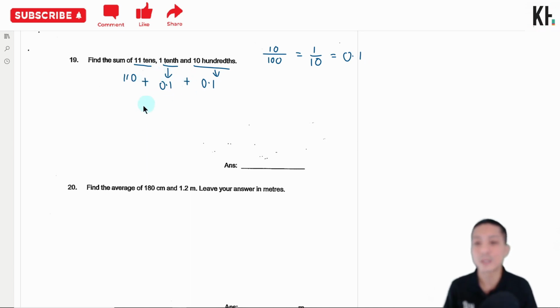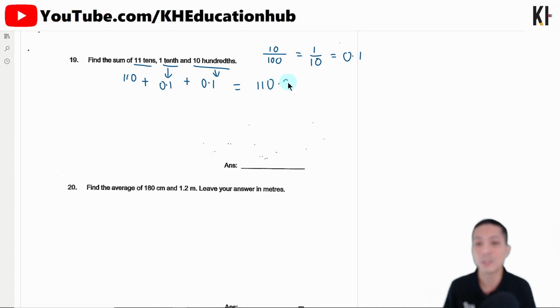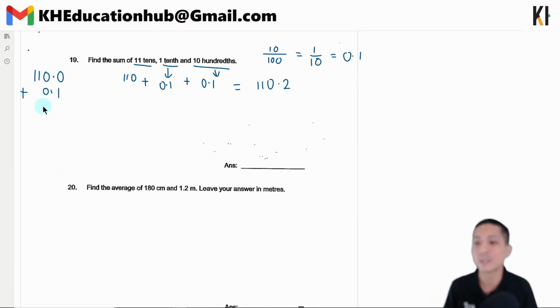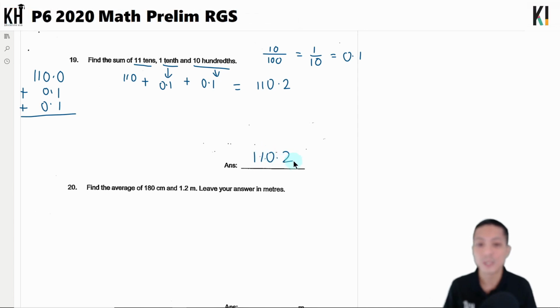So now you just have to add them together, which will give you 110.2. If you're not so sure how to do it, you can always do the working: 110.0 plus 0.1 plus 0.1. I should have written the plus here, but you get the idea. So the answer will be 110.2.